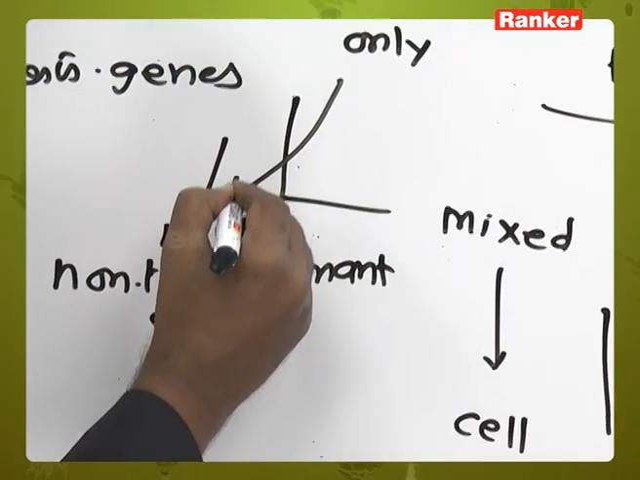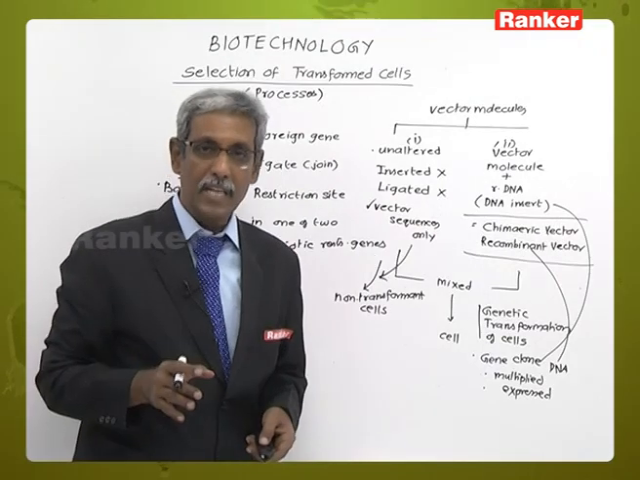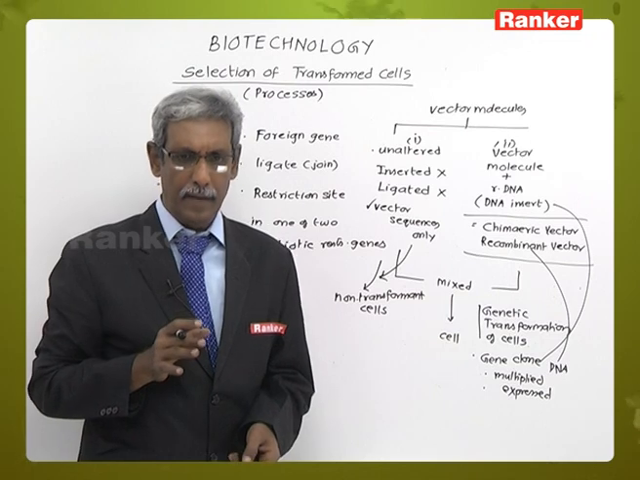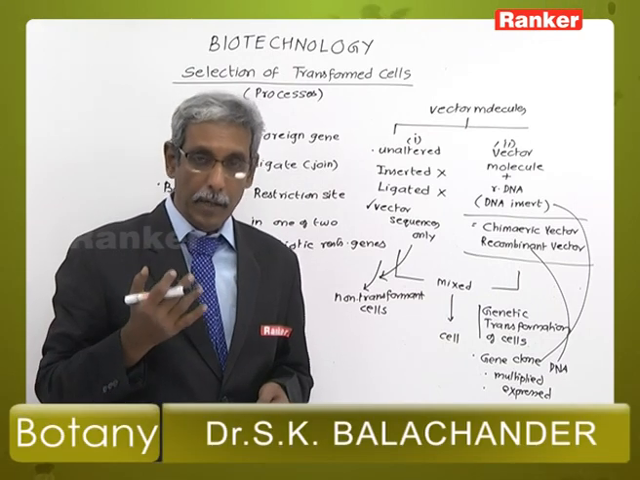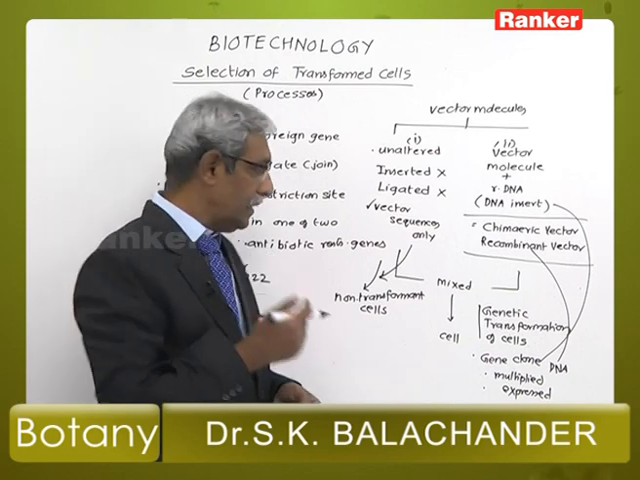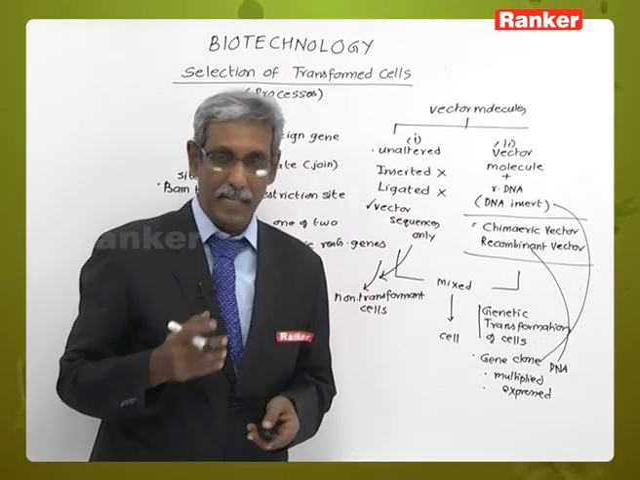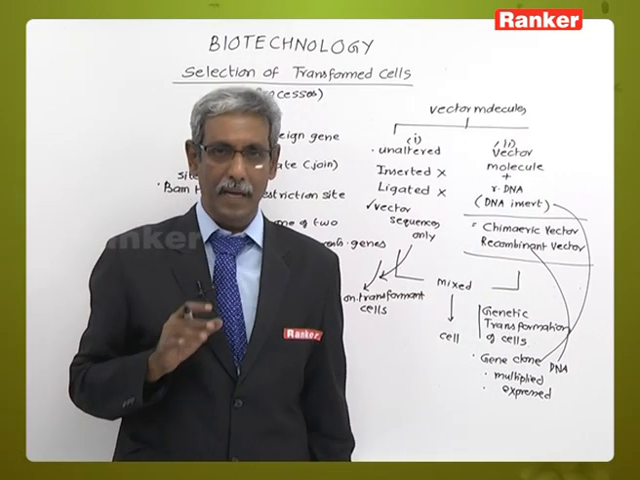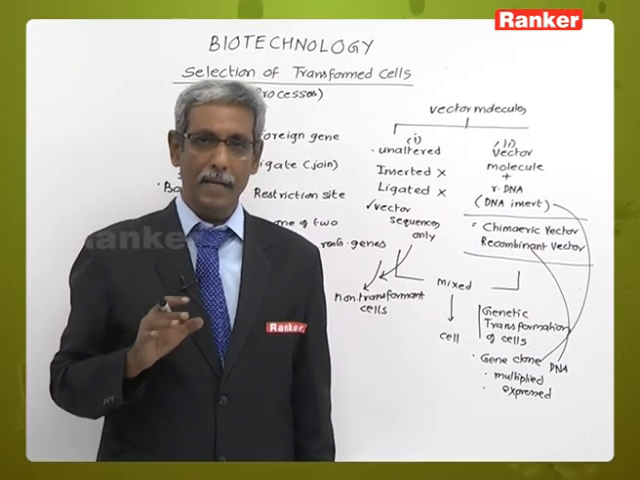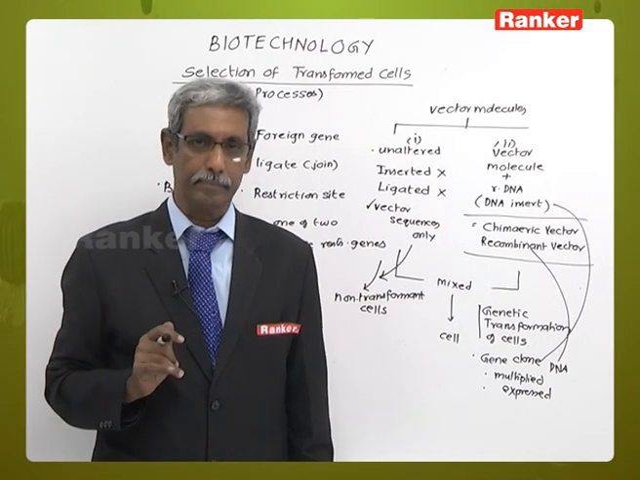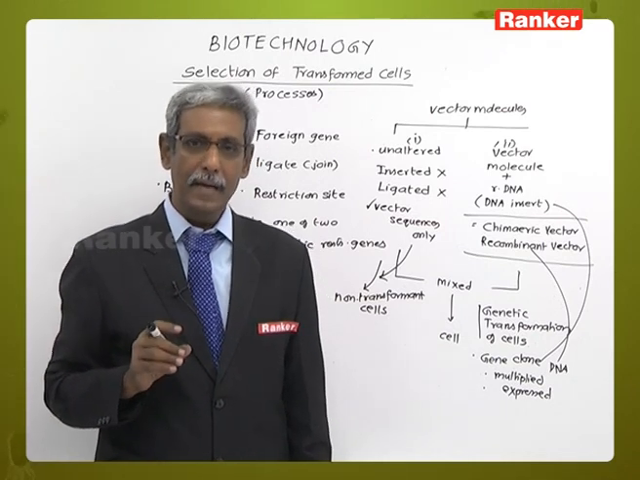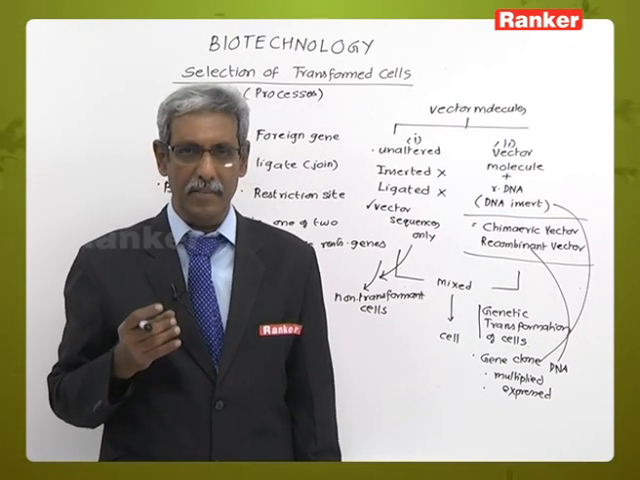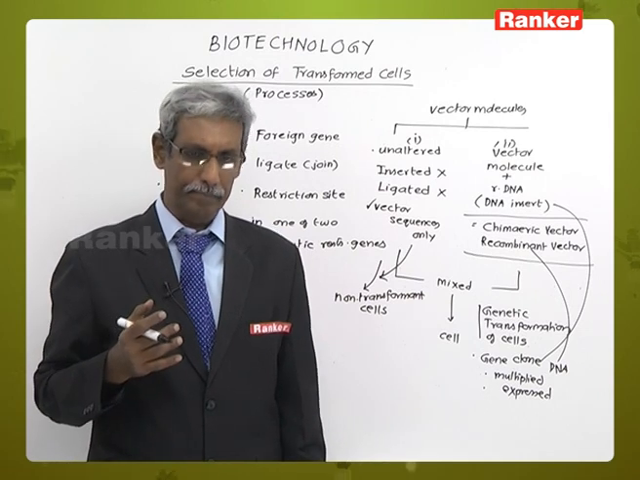So, what are non-transformant cells? Non-transformant cells are those cells in which the vector remains unaltered. If we have a pBR322, imagine we have a pBR322 and it is a plasmid vector. It has got an AmpR and it has also got a TetR. It has got an ampicillin and also a tetracycline resistance gene, or a selective marker.